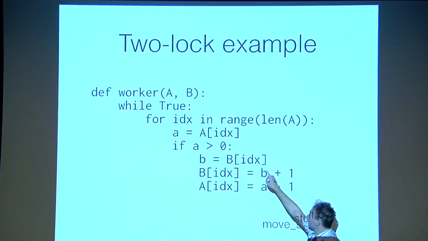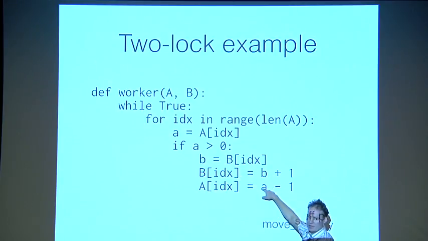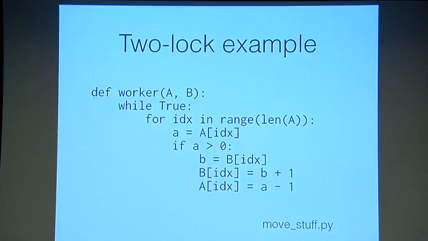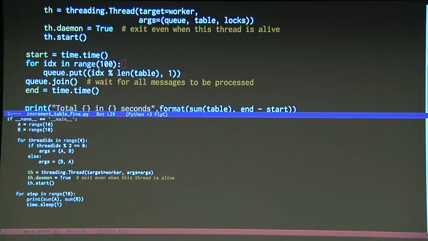So you can see right here, I'm going to take something off of table A. If I actually have something, I'll take something from B, I'll increment it, and then I'll take one off of mine. Right? It's like my children doing their chores.